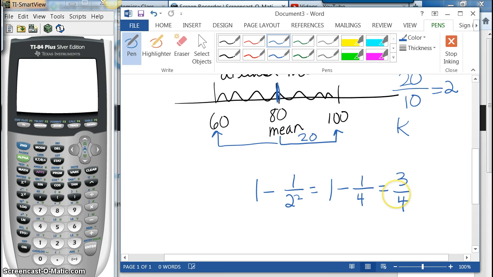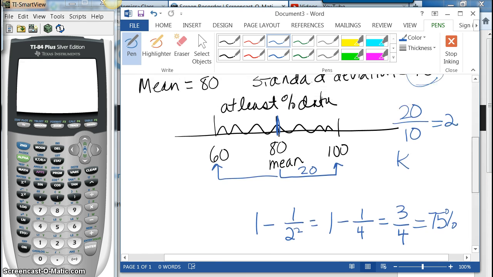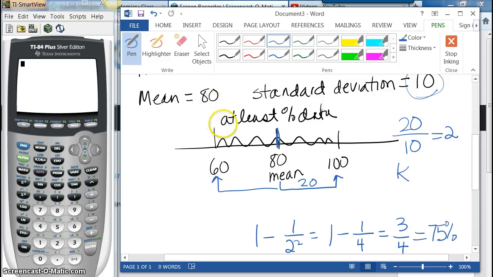So the fraction of the data is 3/4, and 3/4 is 75%. So what we're saying here is that if the mean is really 80 and the standard deviation is 10, then the answer to their question is at least 75% of the data will fall between 60 and 100. It could be more than that, but 75 is the minimum percentage.